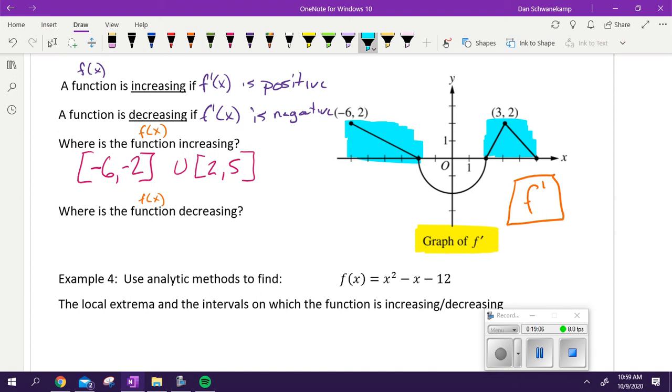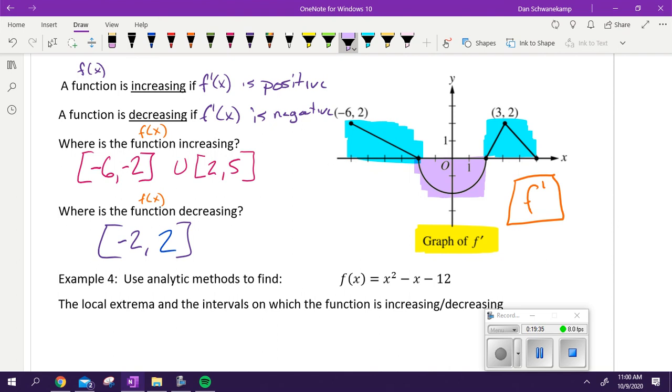So where is this function decreasing? -2 to -2. Why is it decreasing from -2 to -2? My bad. -2 to 2. Because f prime of x is negative. Make sense the difference there?